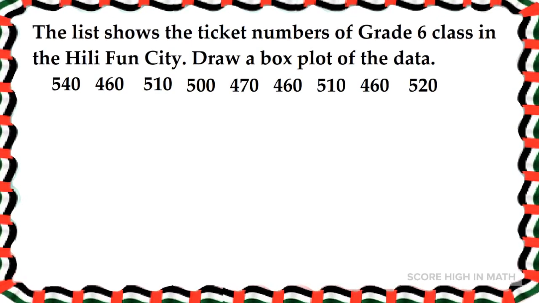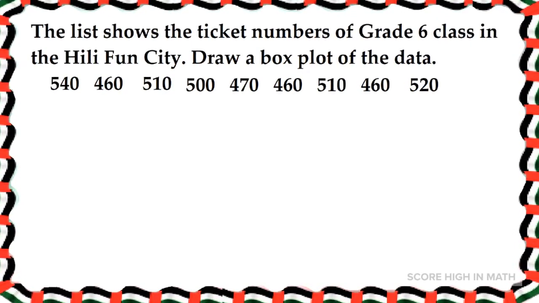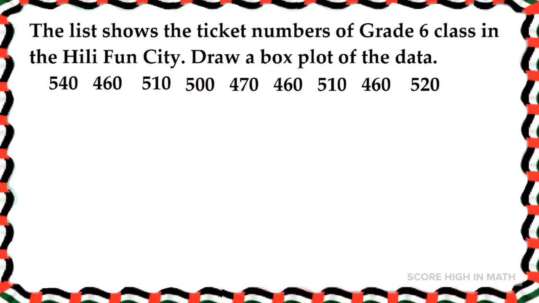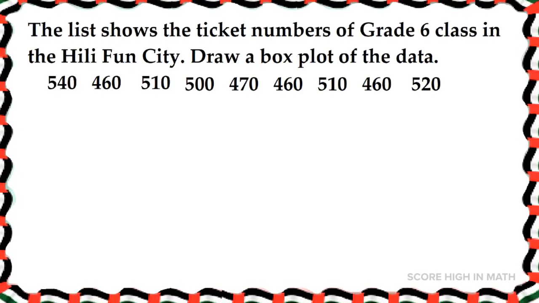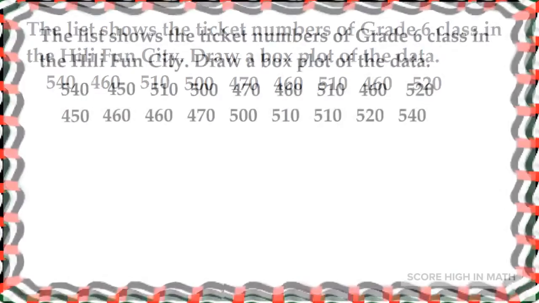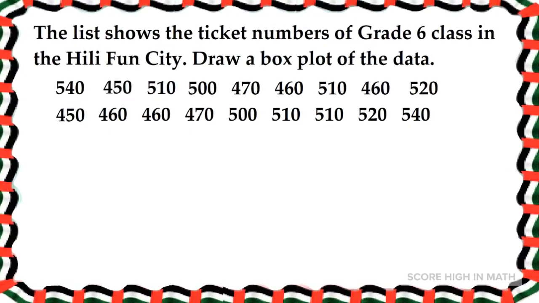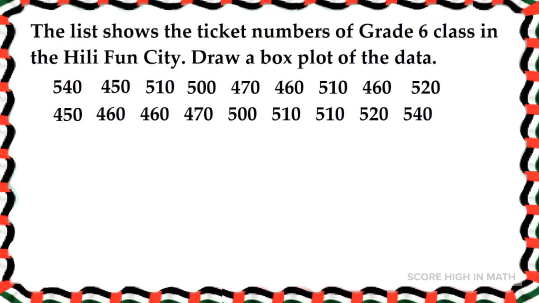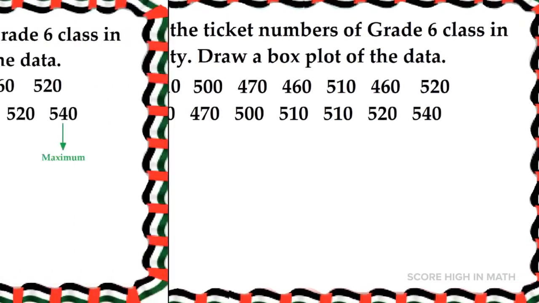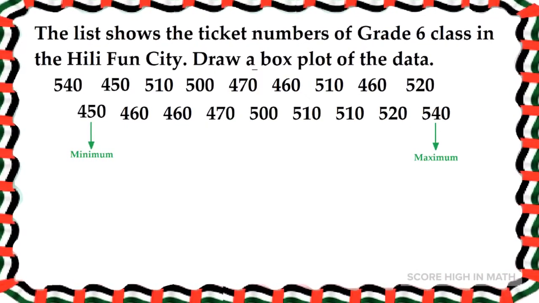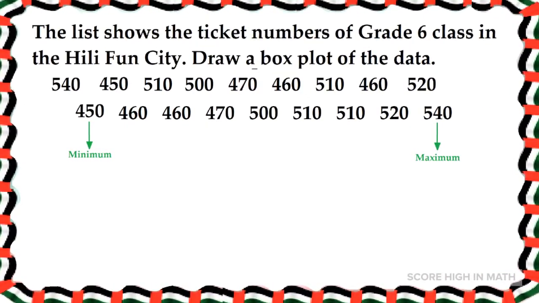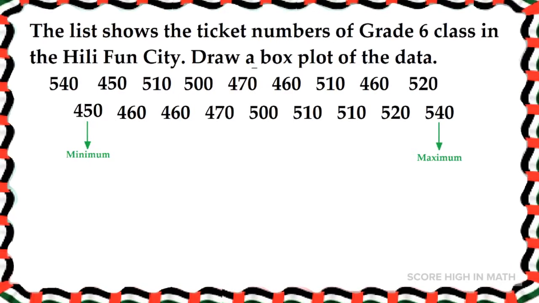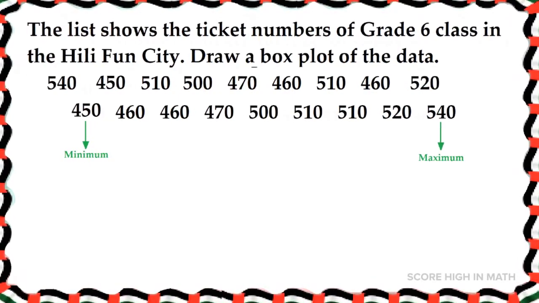The list shows the ticket number of grade 6 class in a hilly fan city. Draw a box plot of the data. We are going to arrange the set of data from smallest to biggest. Then, you can identify right away the minimum and the maximum value. What are you going to do next?